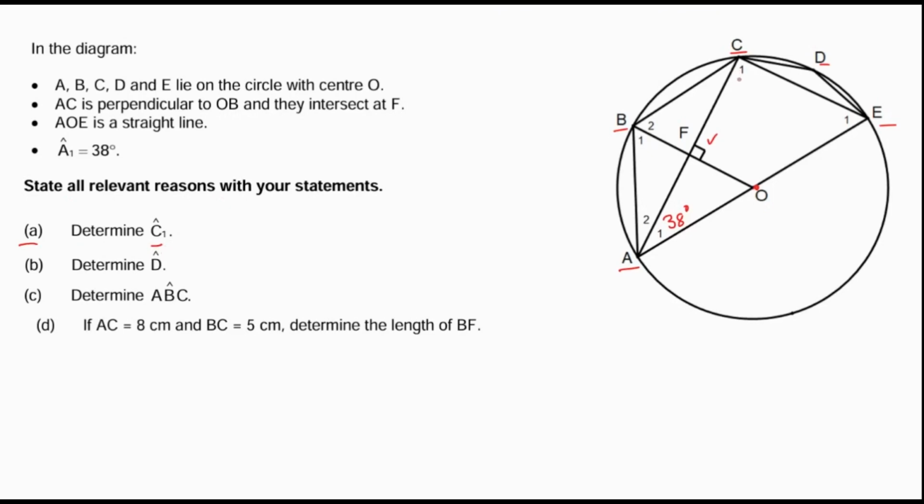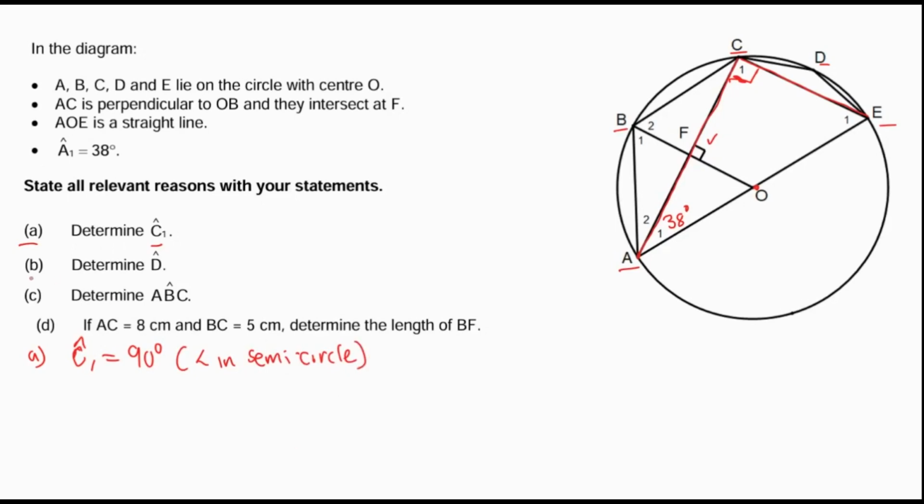If you check C1 here, C1 is subtended by a diameter at the circumference. This is AOE subtending C1 at the circumference. So meaning that C1 is 90 degrees. Angle C1 is equal to 90 degrees, and the reason is angle in a semicircle. Right, angle in semicircle.